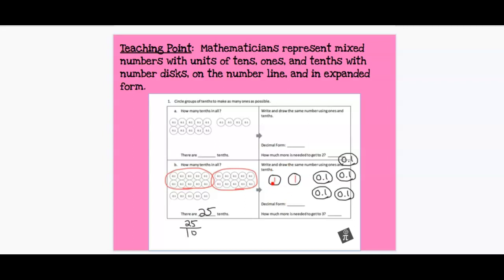Well, our decimal form is 2 and 5/10. And then right here, how much more is needed to get to 3? Since we've gone 5 out of the 10 ways, 5/10, we need 5/10 more. We can either write it like that, or we can write it like that.